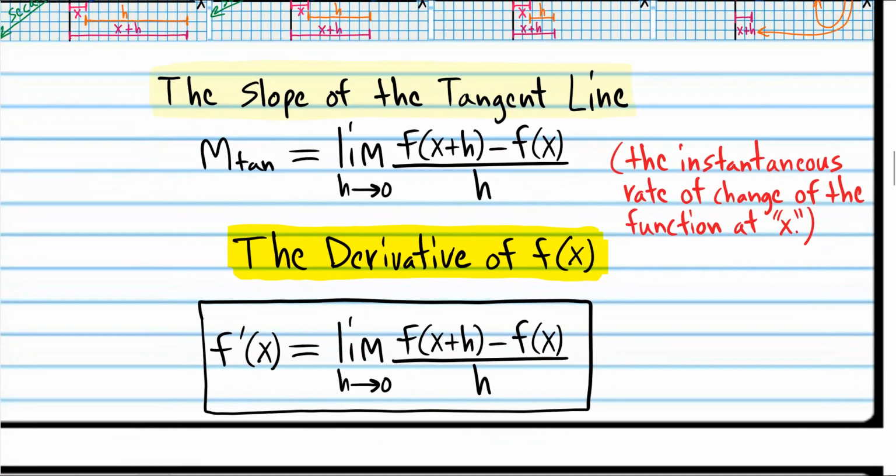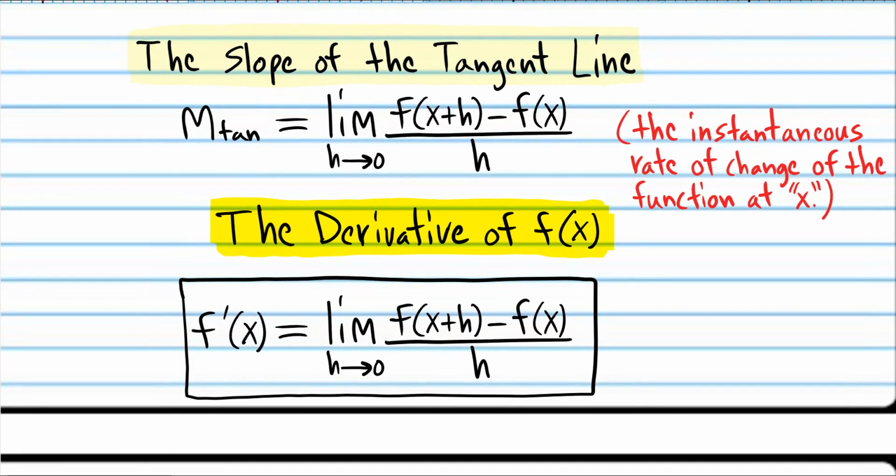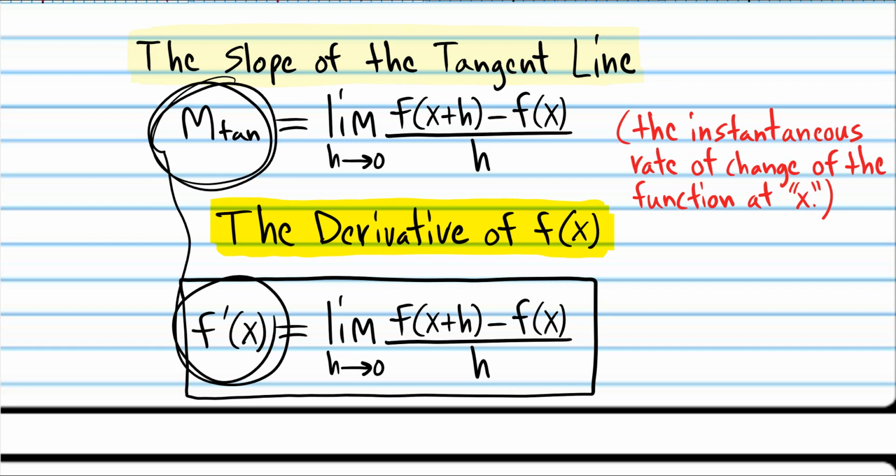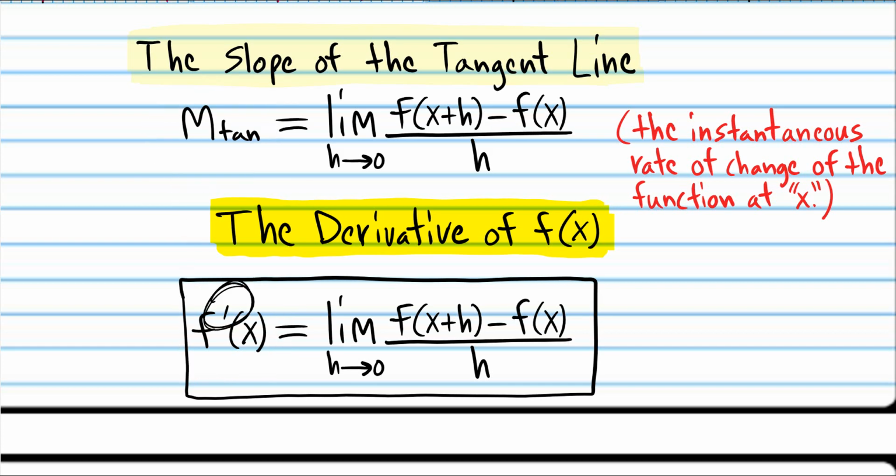And we call that the derivative. It's the derivative of the function. So instead of calling it the slope of the tangent line, we call it f prime of x. You see this apostrophe here? That we pronounce f prime of x.